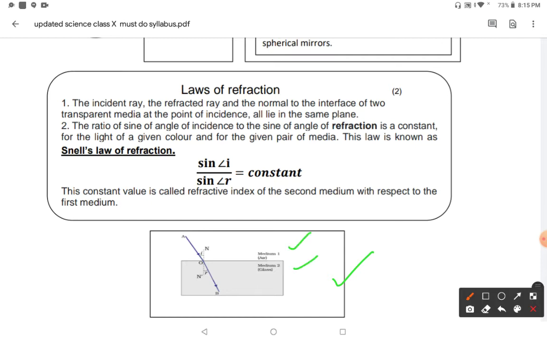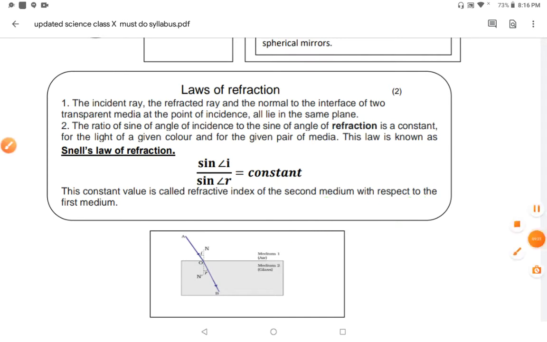When the light passes from medium 1 to medium 2, air is always called the rare medium and glass is called the denser medium. What do you mean by rare? Where the speed of light is more, that is the rare medium. So the speed of light in air is always more than in glass. Denser is that medium where the speed of light is less. It slows down when it enters from the rare to the denser medium. So it bends towards the normal. These are some phenomena that you have to keep in mind while doing this topic, laws of refraction.